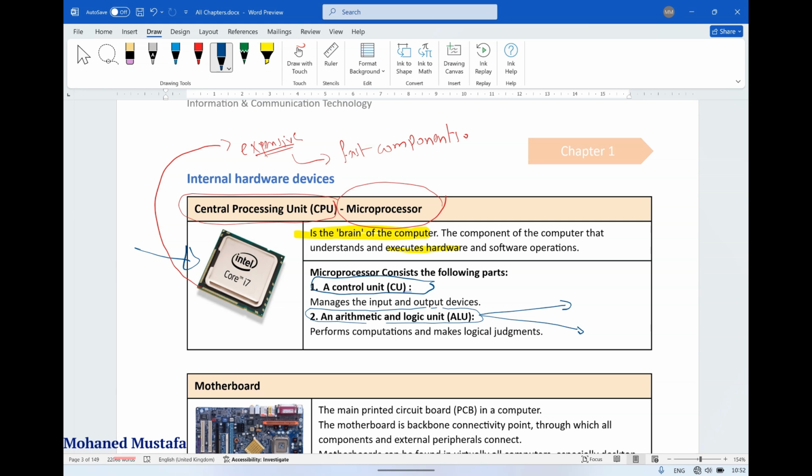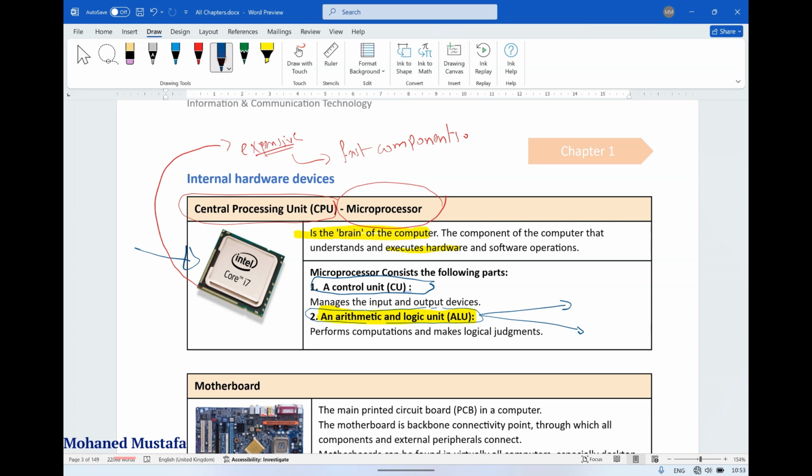What's the difference? Logical operation means you ask, for example, to compare two things, whether they are greater than each other, smaller than each other. That means your answer will be always logic, yes or no, true or false. Or you are doing more complicated mathematical operations. Are we good? So this unit is called what? The arithmetic and logical unit, which is part of your microprocessor.